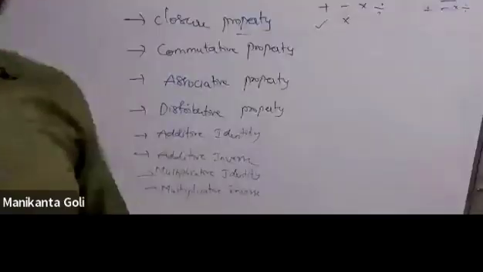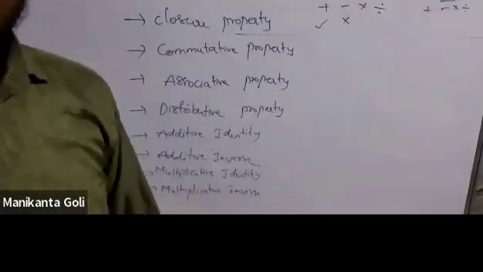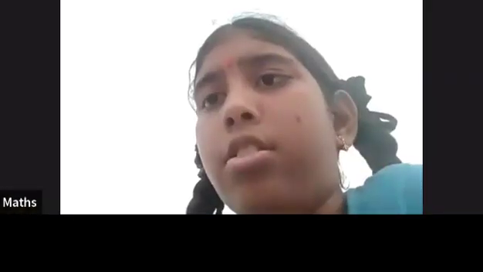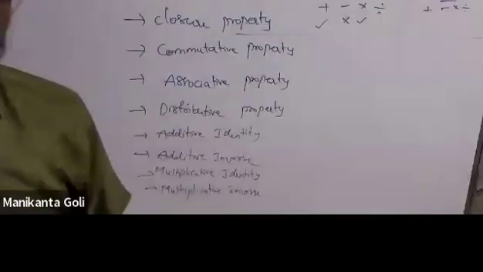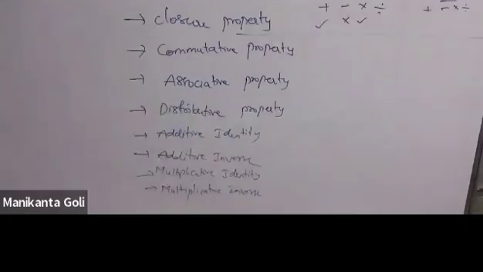Coming to multiplication. If we multiply two natural numbers, we will get a natural number or not? Yes, sir. So this closure property is also satisfied under multiplication for natural numbers. Coming to division.